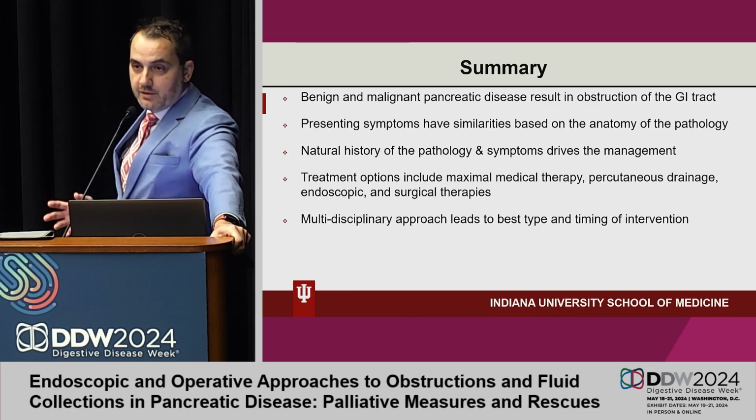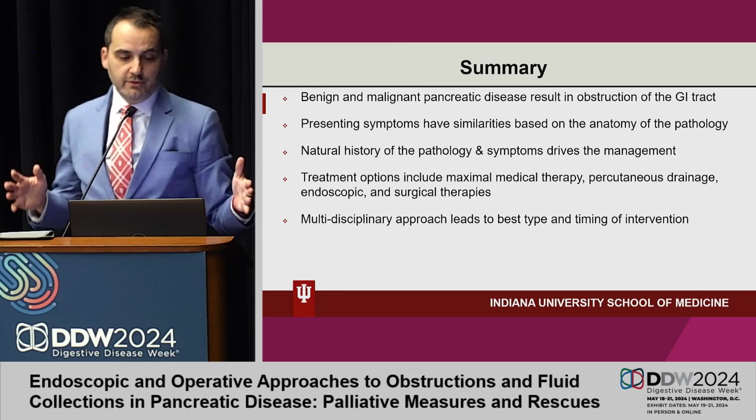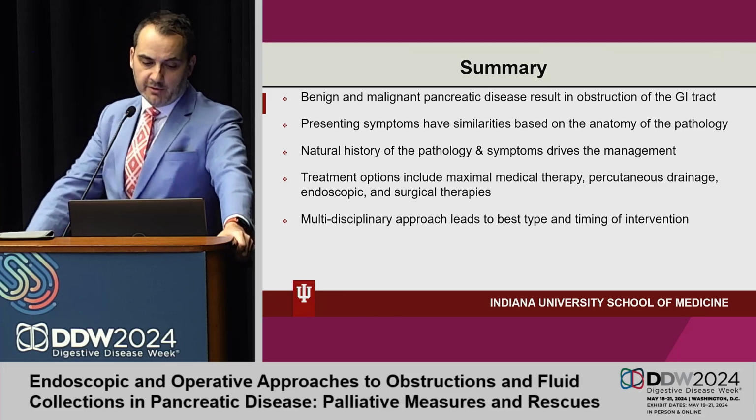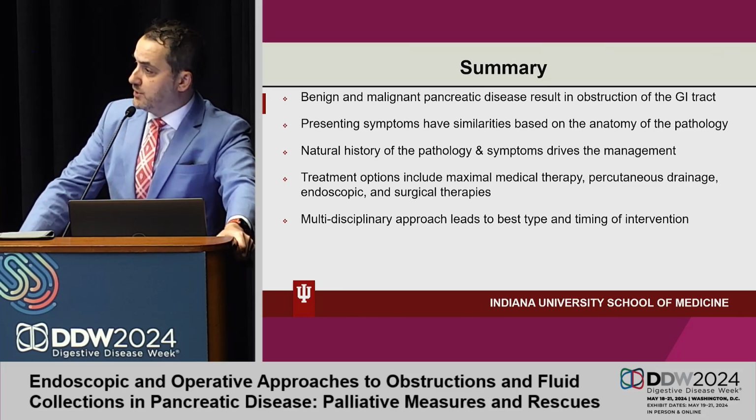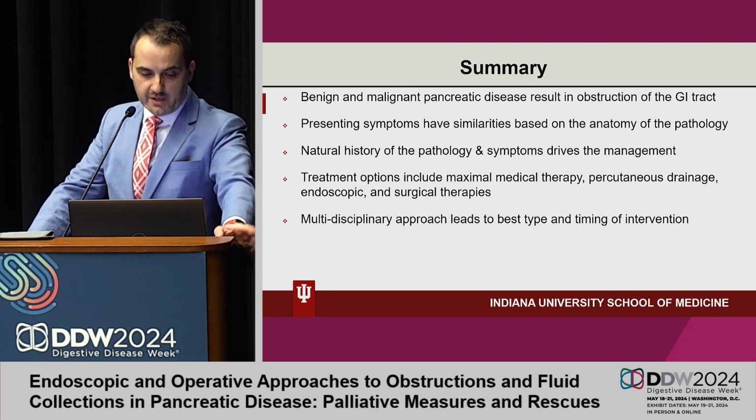So in summary, it was a very broad and quick review, but benign and malignant pancreatic disease results in obstruction of the GI tract at multiple anatomic sites.